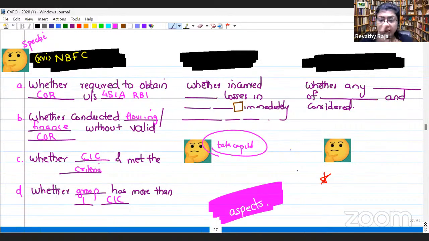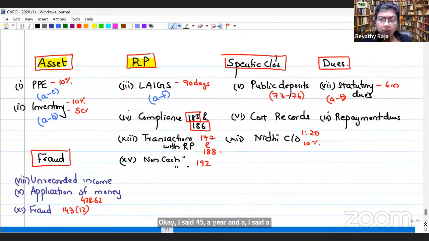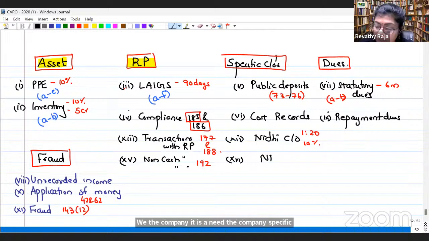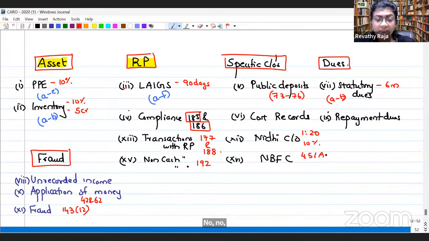I said Section 45IA. It is Section 45IA only. And where should I put this clause, guys? After the Nidhi company clause. Now, 16, NBFC. Any numerics? Housing finance.